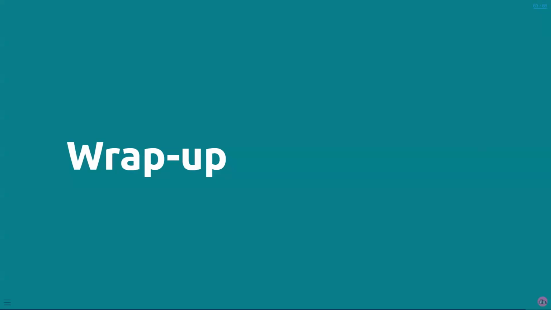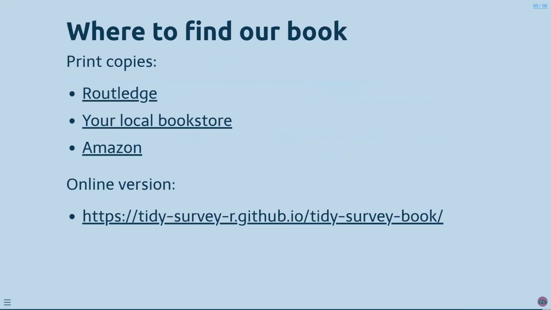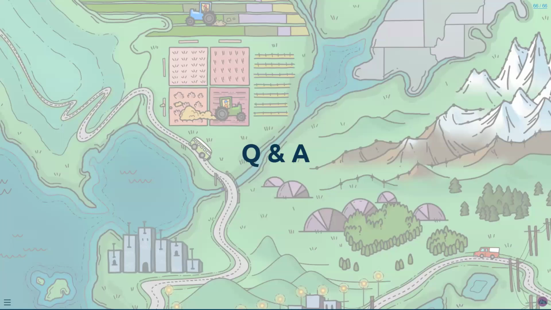Alrighty. So we're going to wrap it up so that we definitely have time for questions. Next slide, we've got some references, namely the surveyor package, the survey package, and then our book. You might be wondering where you can find the book. You can get print copies from a few different places: Routledge, which is the publisher; your local bookstore, which has a way for you to support your local bookstore but still order online; and Amazon as well. We do have an online version as well. And we will open it up for Q&A.